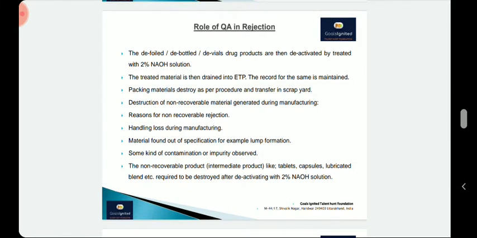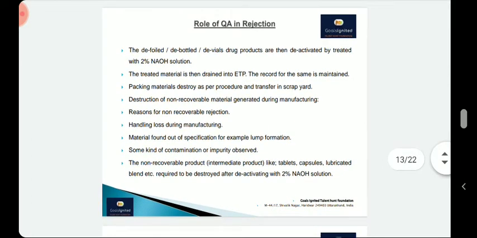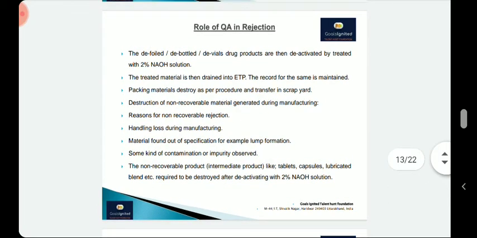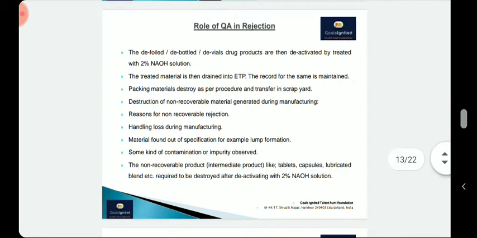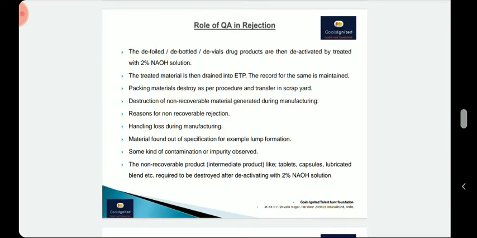Destruction of the non-recoverable material generated during manufacturing: reasons for the non-recoverable rejections include handling loss during manufacturing and material found out of specification, for example lump formation, or some kind of contamination or impurities observed. The non-recoverable products and intermediate products like tablets, capsules or lubricated blends are required to be destroyed, deactivating by 2% sodium hydroxide solution. Reconciliation is also a very important thing. Metal rejected by QC, as you are all aware, also is required to be treated in the same way.